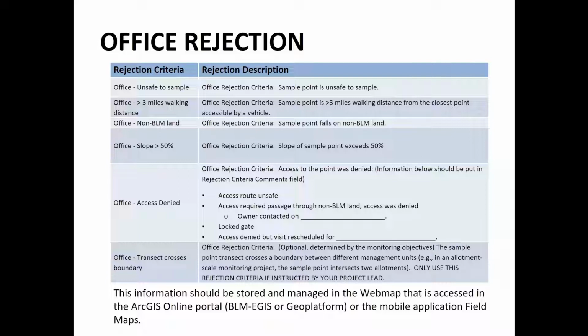Rejections due to non-BLM land will be rare, but not impossible. For those of you sampling older designs, there may have been changes in ownership since the design was originally drawn, but that should be the only scenario in which this rejection criterion is applicable. Just keep this in mind and make sure to use the most recent local land ownership layers from your office. All of these rejections should be tracked through the web map, accessed through ArcGIS Online, or through the mobile app Field Maps. This process is covered in a separate presentation on data management.